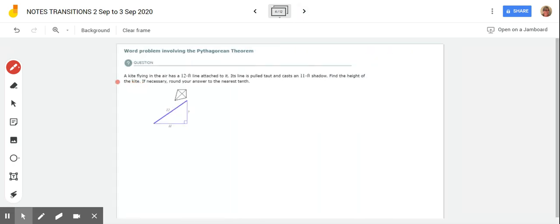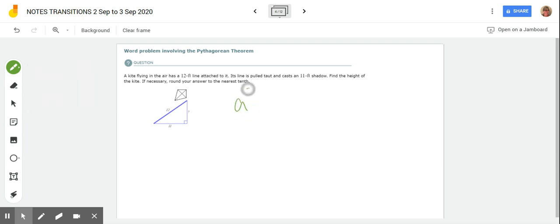All right, here's a kite. A kite flying in the air has a 12-foot line attached. Sometimes with these word problems, you have to read them, look at the picture, and try to figure out what's going on. Okay, so it's a 12-foot line and it's being pulled, and it casts an 11-foot shadow. Find the height of the kite. That's all we're looking for. So let's do it.